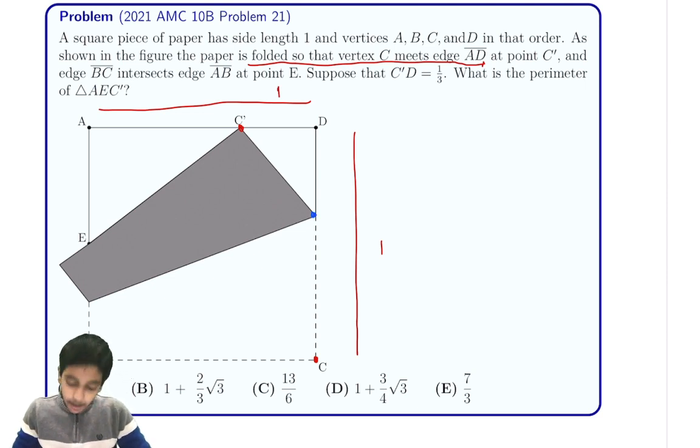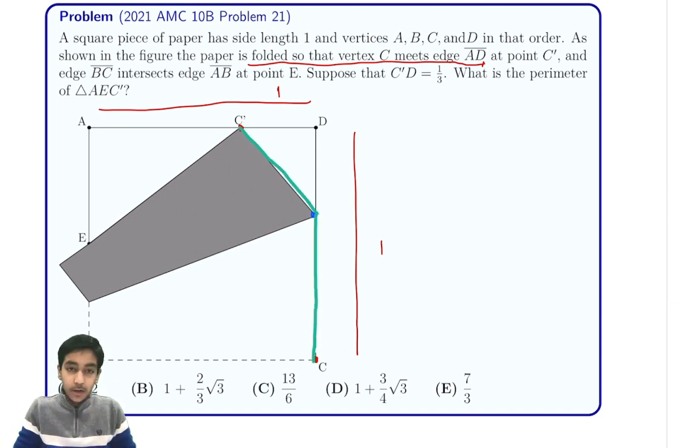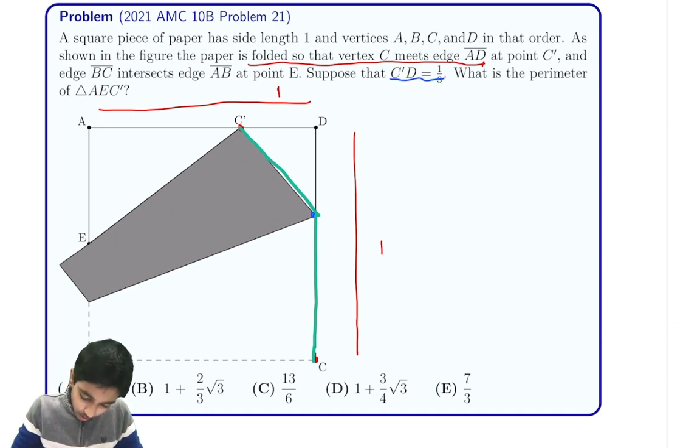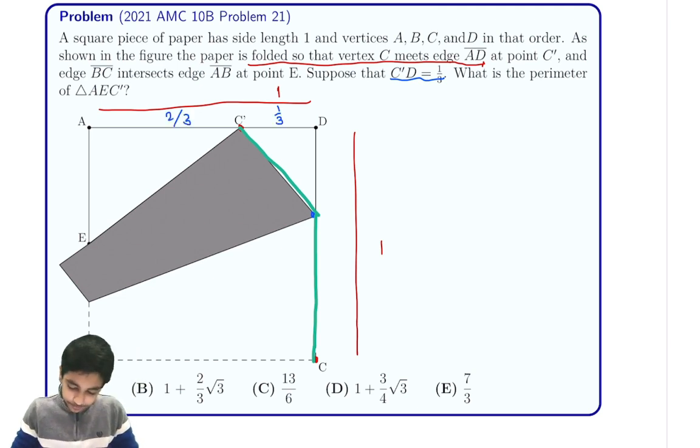So what do we know about folding? We actually discussed a very similar problem in the AMC 10-12 classes. If we fold something, these two segments will be equal, because the distance between C and the fold point is equal to the distance between C prime and the fold point. Continuing on, we're given that C prime D is 1/3. This means that AC prime will be 2/3.